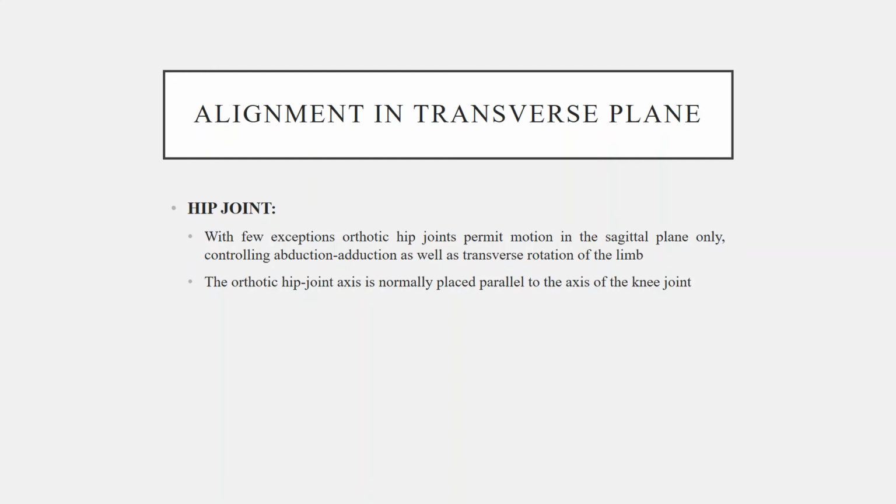Alignment of orthotic joints in transverse plane. Hip joint. With few exceptions, orthotic hip joints permit motion in sagittal plane only, controlling abduction-adduction as well as transverse rotation of the limb. The orthotic hip joint axis is normally placed parallel to the axis of the knee joint.